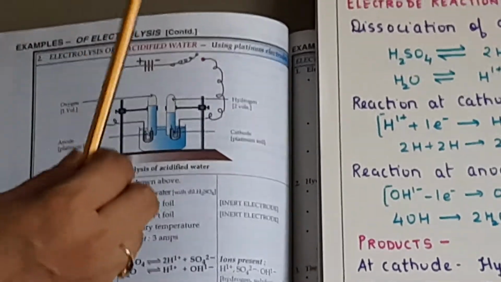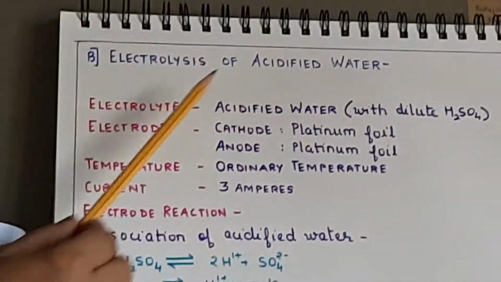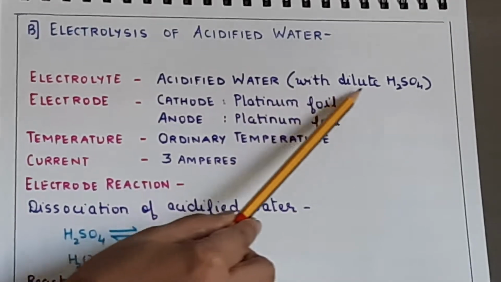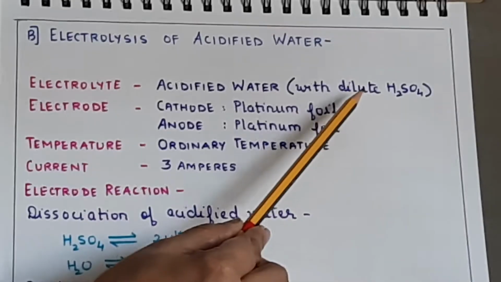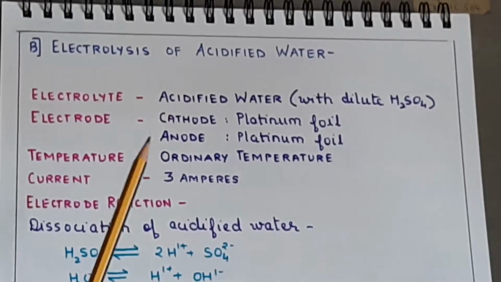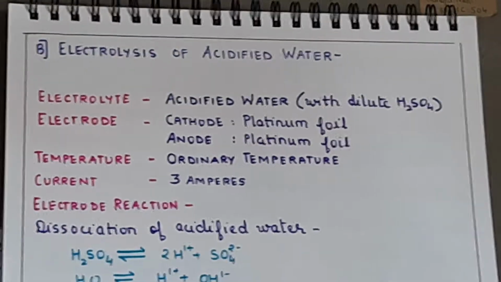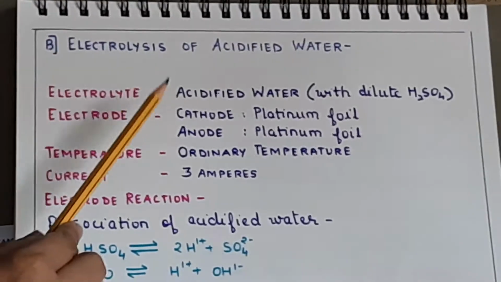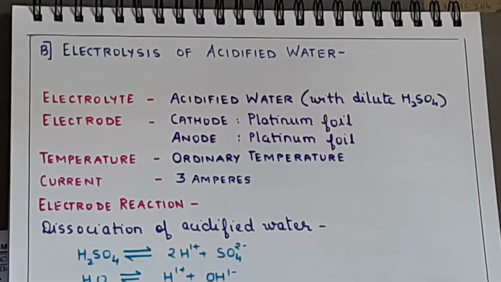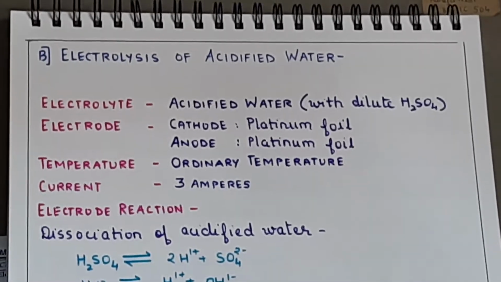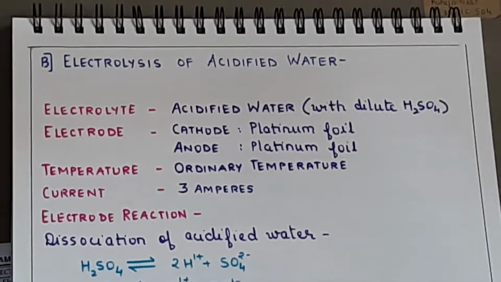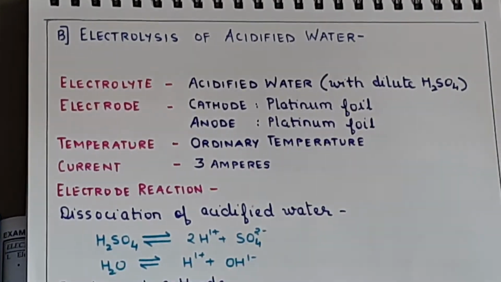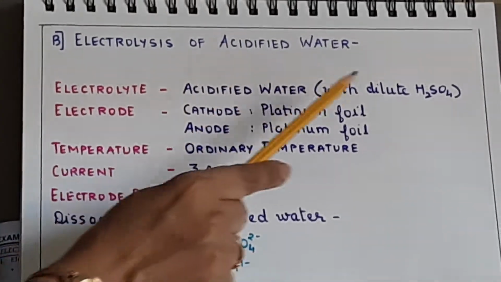Now just have a look here. Electrolysis of acidified water. The electrolyte is acidified water which is acidified with dilute sulfuric acid. Now I explained to you why we are adding dilute sulfuric acid. That is asked as a question many times: explain why pure water is a non-conductor of electricity. So what will you write for that? You will say that pure water is a polar covalent compound and exists only as molecules. So due to the absence of free ions, it is a non-electrolyte. So to make it conducting, we are adding dilute sulfuric acid.